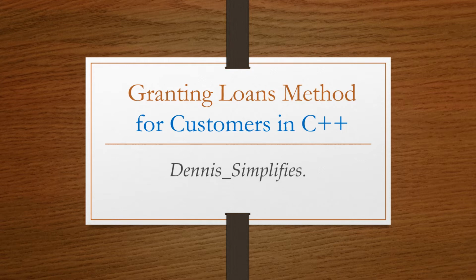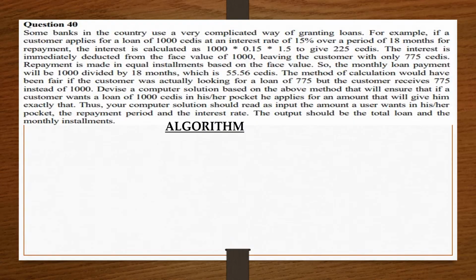So, let's simplify. Some banks in the country use a very complicated way of granting loans. For example, if a customer applies for a loan of 1,000 cedis at an interest rate of 15% over a period of 18 months for repayment, the interest is calculated as 1,000 times 0.15 times 1.5 to give 225 cedis. The interest is immediately deducted from the face value of 1,000, leaving the customer with only 775 cedis.